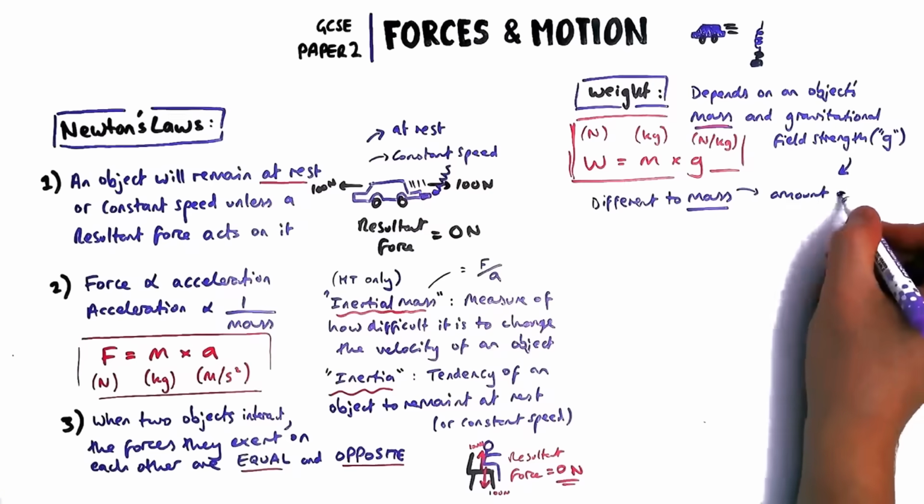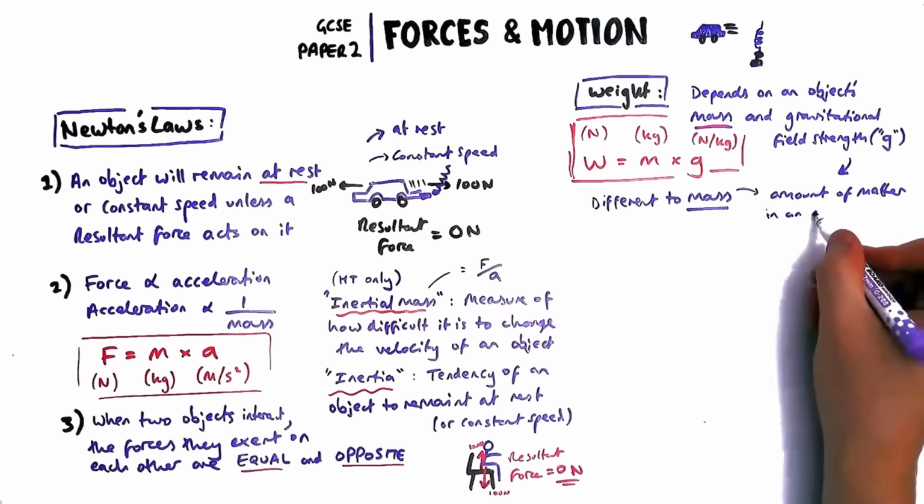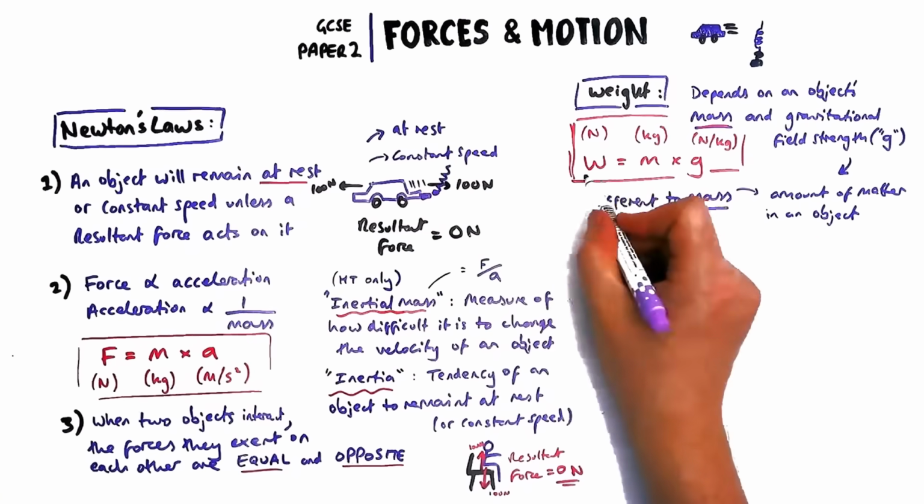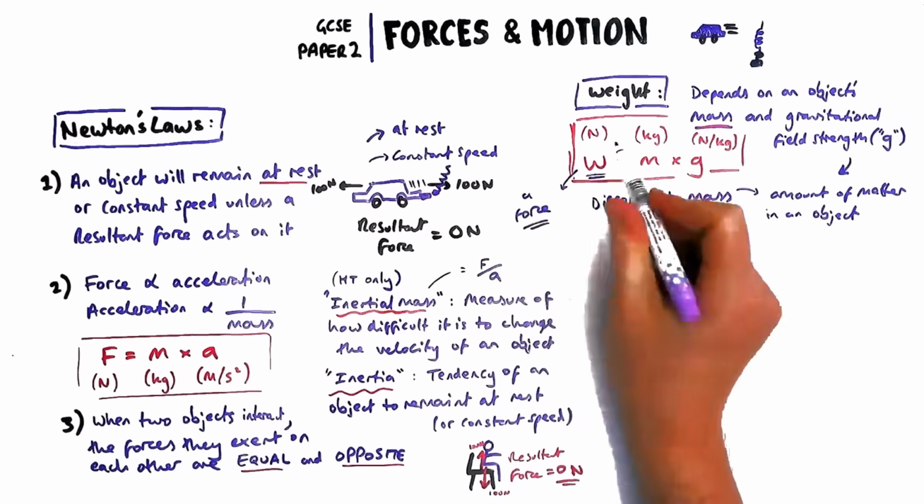Mass is the amount of matter in an object. Weight is a force, as indicated by the units in this equation, it being in newtons.